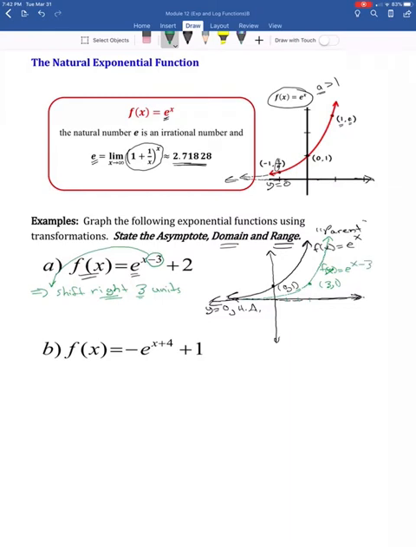Now, of course, we have another change. We've got a plus 2 in here. So we've shifted right 3 units. We know that anytime we add or subtract a constant to any function, it moves that parent graph up or down vertically on the y-axis. So plus 2 would be a shift up 2 units. We would add 2 to each y-coordinate.